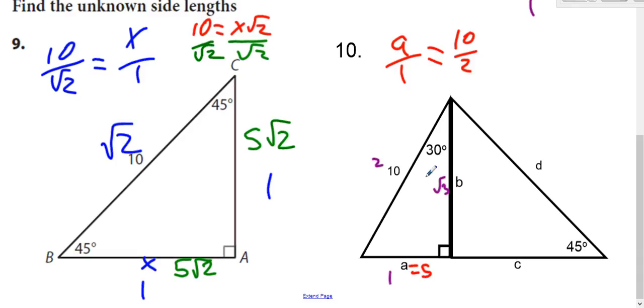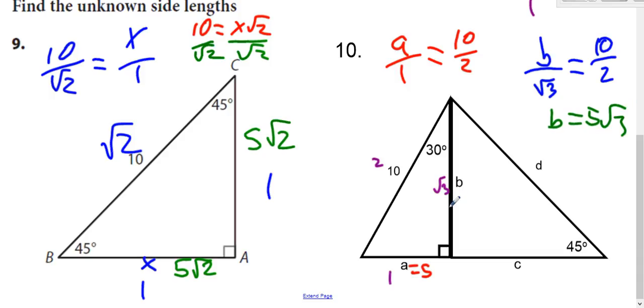Set up another proportion to find the b side. So we can do b over square root of 3 equals 10 over 2. So that's 10 over 2 is 5. If we just want to keep that as a 5 times the square root of 3, it's 5 square root of 3.